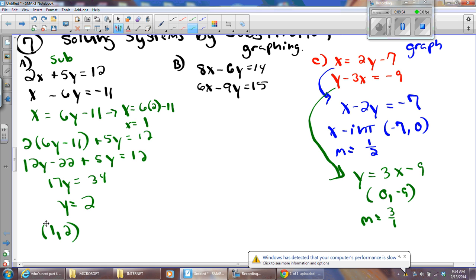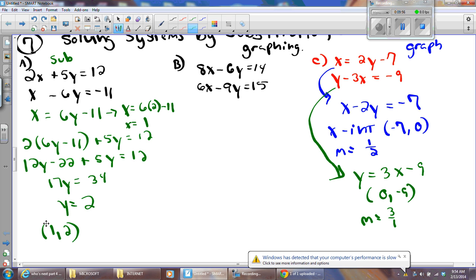Had they had more than one solution, like all real numbers intersecting everywhere, they would have been called dependent systems. Okay? It would be the same line graphed on top of itself. If two lines are parallel, they do not intersect, therefore they have no solution, and those are called inconsistent systems. Inconsistent.